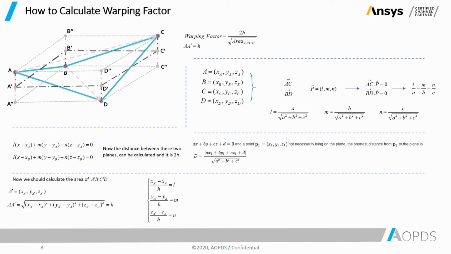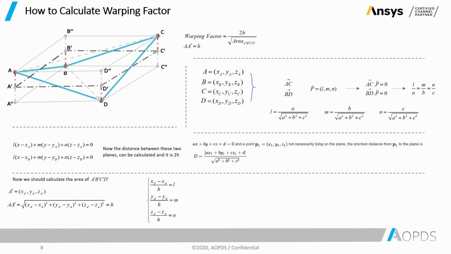So from these three equations, we can have our X A prime, Y A prime, and Z A prime. And we need to do the same process to measure X, Y, and Z for B prime, C prime, and D prime. And once we have that, basically we have each node of our projected or average plane.